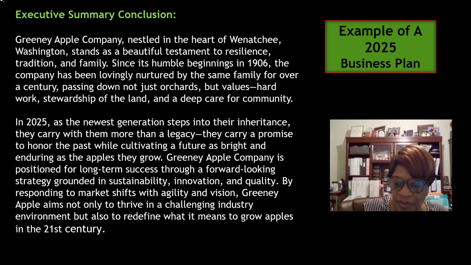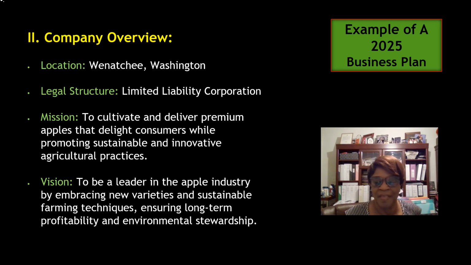So in your conclusion, we now insert some humanism and compassion. As you can see, we talk about the humble beginnings of the family-owned property since 1906. We're talking about 2025 as the newest generation stepping into their inheritance and carrying with them more than just a legacy of apples, but a promise to honor the past, etc., etc. So this is where you want to add humanity, inject it into your business plan, so you don't just have statistics and numbers. Okay, now we've completed section 1, which is your executive summary.